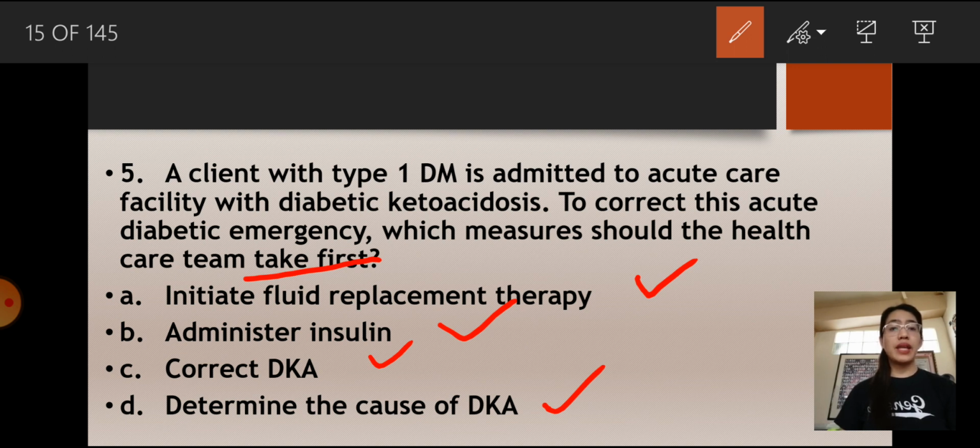Dehydrated ba ang mga pasyenteng merong DKA? Yes, dry sila kasi massive ang kanilang urination. So, importante yung insulin. But, you have to remember, guys, kahit na magbigay tayo ng insulin, kung hindi sapat yung fluid volume ng kanyang katawan, hindi rin magsa-circulate yung insulin. So, unahin nating magbigay ng fluid replacement. Okay? So, magbigay muna tayo ng tubig. I-hydrate muna natin yung patient bago tayo mag-insulin.